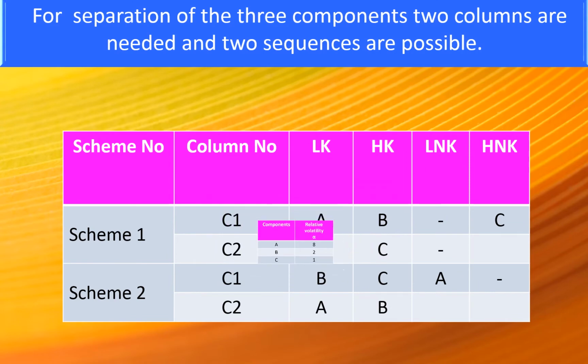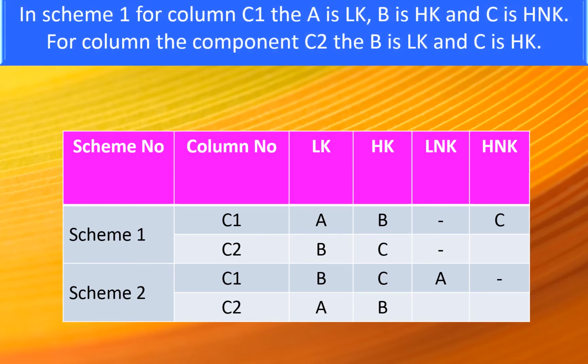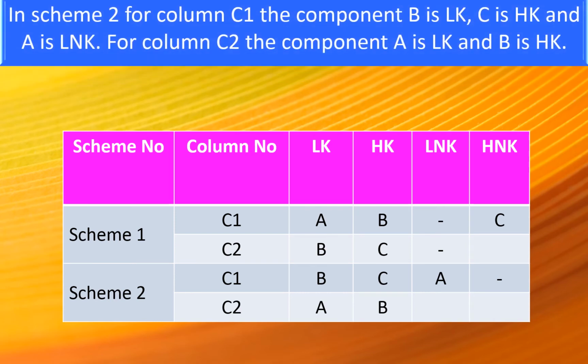For separation of the 3 components, 2 columns are needed and 3 sequences are possible. In scheme 1, for column C1, A is LK, B is HK and C is HNK. For the column C2, the component B is LK and C is HK. In scheme 2, for column C1, the component B is LK, C is HK and A is LNK. For column C2, the component A is LK and B is HK.